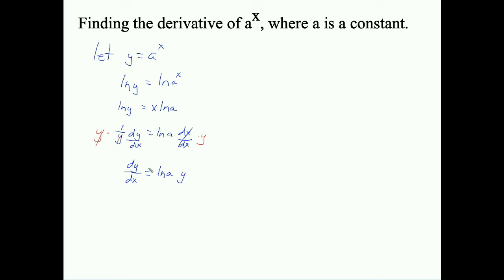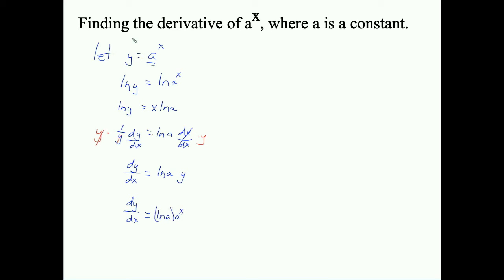times y, but when we find the derivative of a function, we don't want a y over here. We want it in terms of x. So we come back here and we know that y is actually equal to a to the x. So we can take out y and put a to the x. And that actually gives us our derivative of a to the x: dy dx is equal to natural log of a times a to the x.